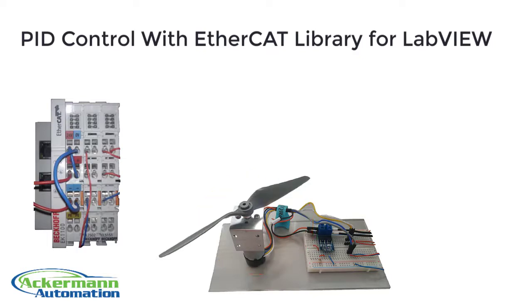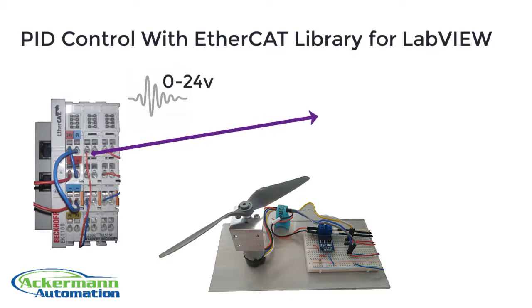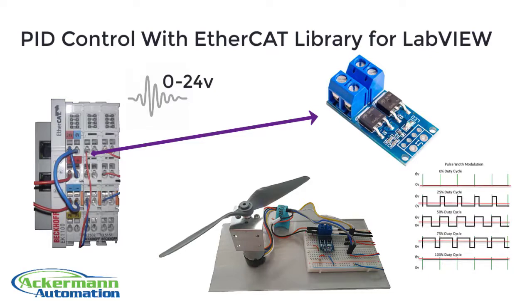The Beckhoff slave terminal EL2502 is generating a PWM signal to control the speed. To adjust the voltage level for the motor we use a MOSFET driver module. To read encoder signals of the motor we use an EL5151.